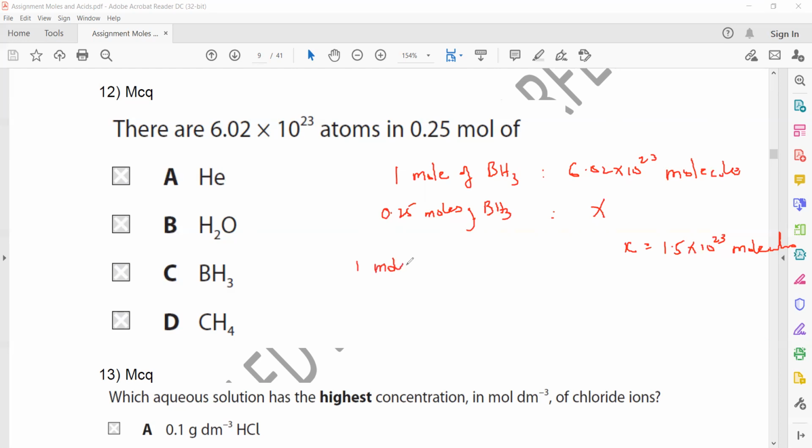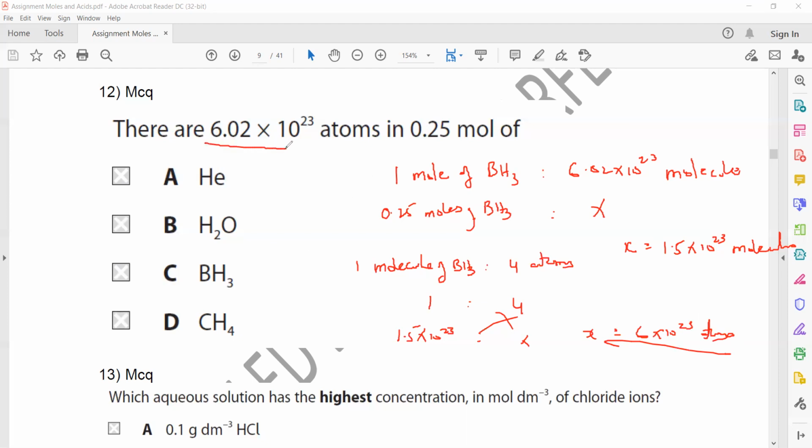So one molecule of BH3 contains 4 atoms, and the ratio between molecule and atom is 1 is to 4. If we have 1.5 into 10 power 23 molecules, then cross multiply to get x. You will get about 6 exponent 23 atoms, which is what the question says: there are 6 exponent 23 atoms in 0.25 moles of BH3. So C is the right answer. Is it clear?